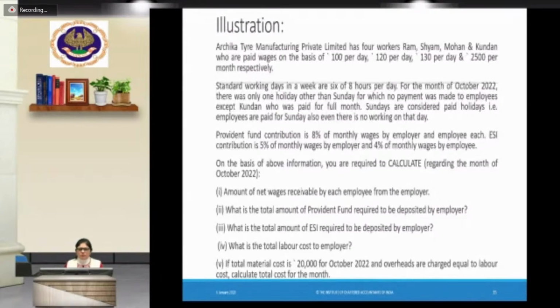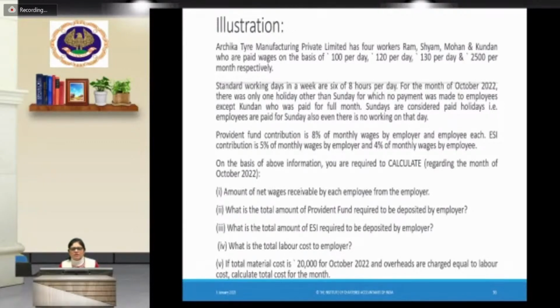Moving on to another question, which is again a very good question. Just take a note of this question. I think this is the last question for this session. The next concepts we will continue in the next session of employee cost, so we'll end with this question.